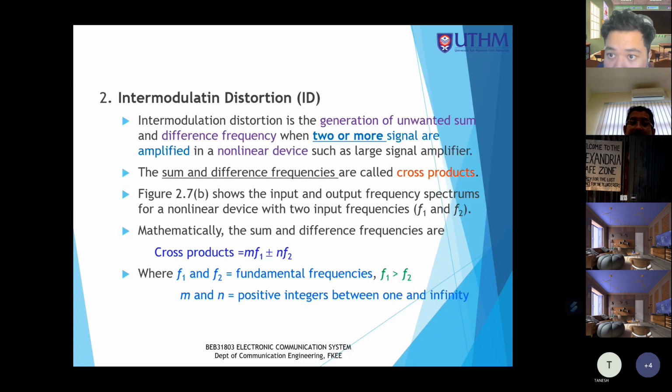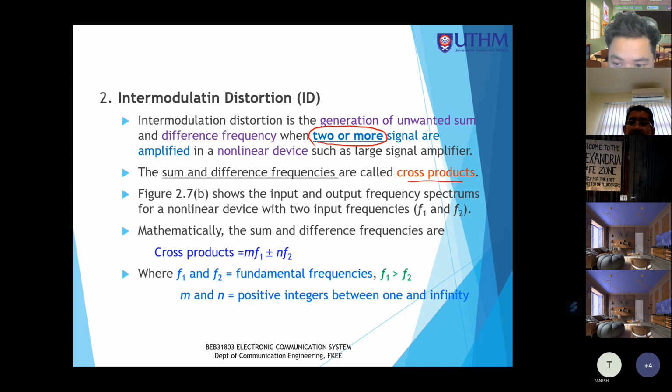Whereas if we look at intermodulation distortion, ID. Intermodulation distortion is the generation of unwanted sum and unwanted difference frequencies when two or more signals are amplified in a nonlinear device such as a large signal amplifier. That means there must be at least two inputs. Only then does intermodulation occur. If there is only one input, it is harmonic distortion. Okay, so the sum and difference frequencies are called cross products.